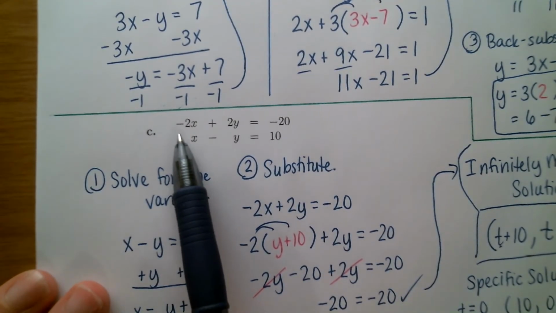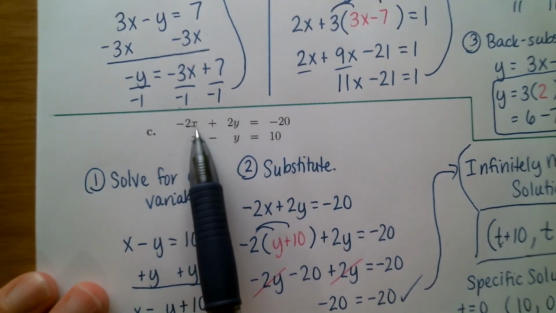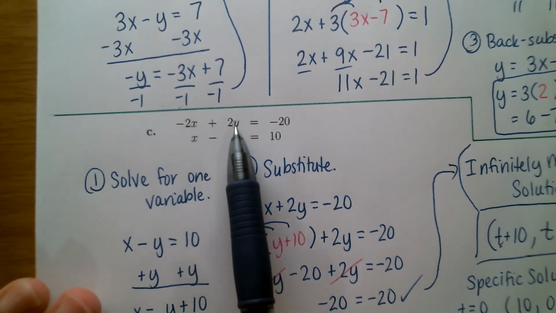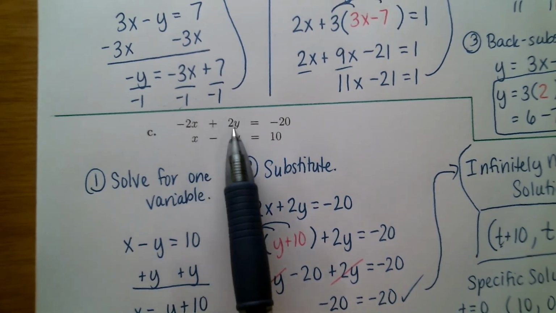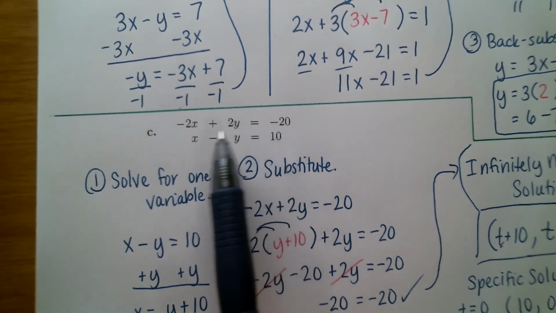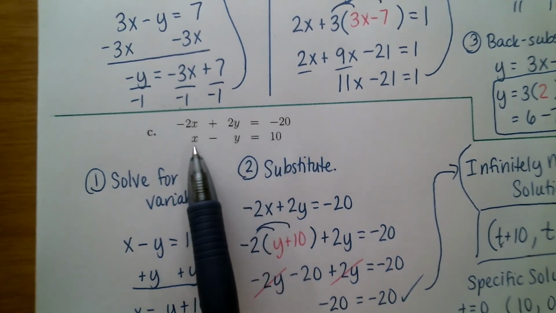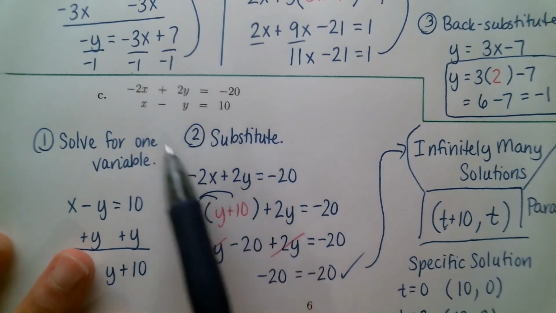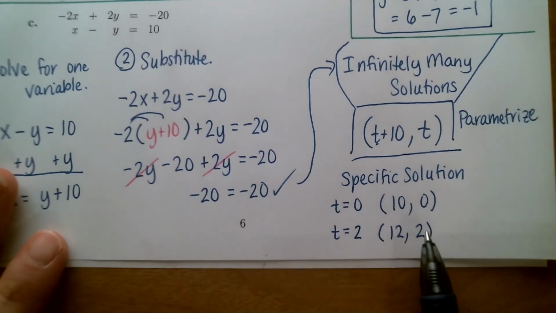So you could do negative 2 times 12, that's negative 24, plus 2 times 2, that is 4, so negative 24 plus 4 gives you negative 20, that's correct. And then on the other equation, 12 minus 2 does give you 10, okay? So again, only points on the line are solutions, okay?